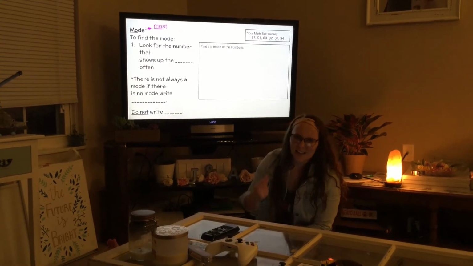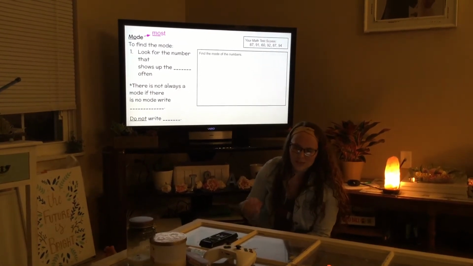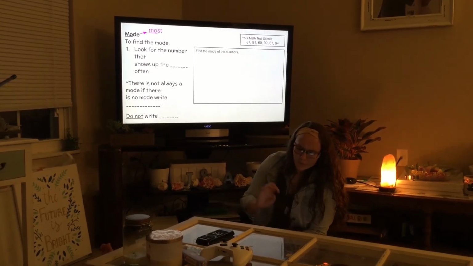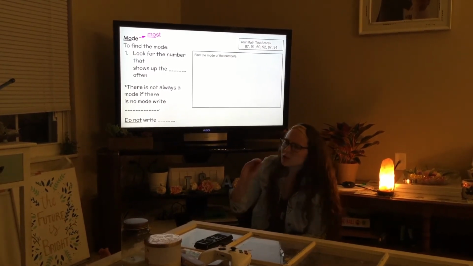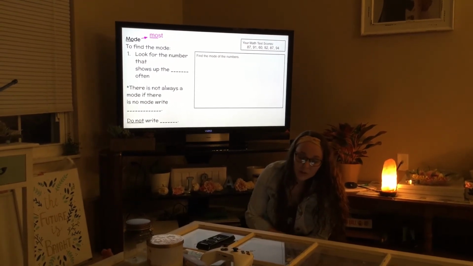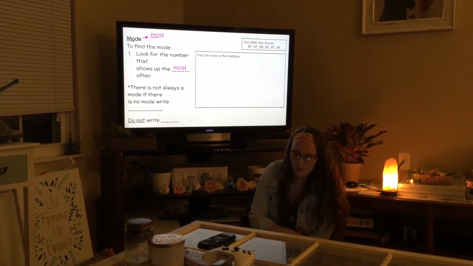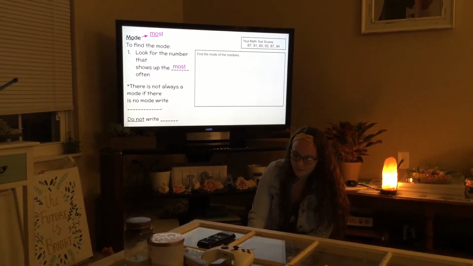This one's probably the fastest because all we can do is just look at the data set and know what the mode is. It's sweet. So the number that occurs the most often or the most frequently. So we're gonna look for the number that shows up the most often. So your blank there should be most often, okay?